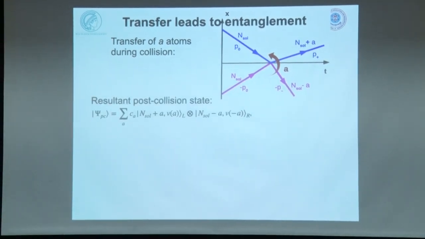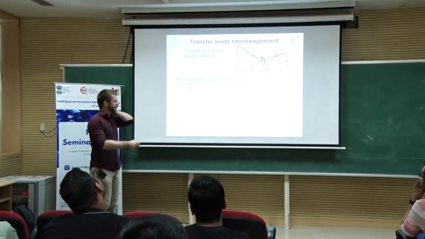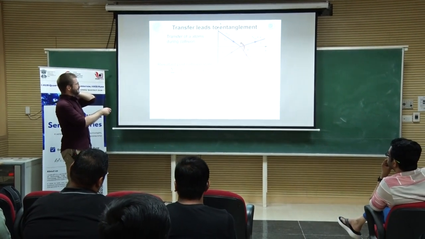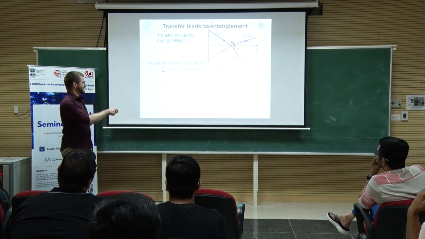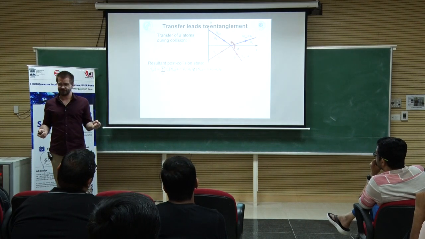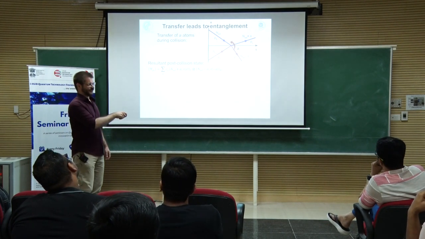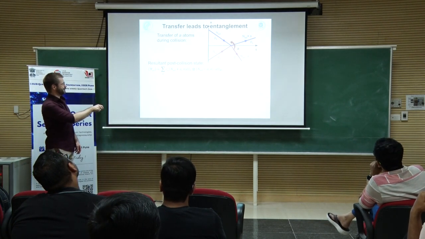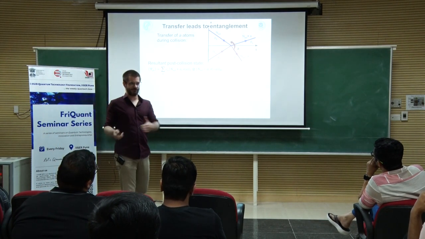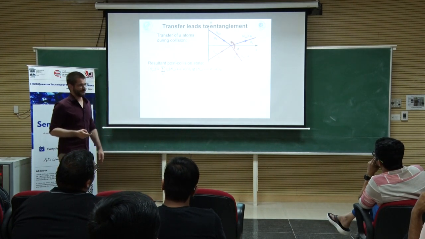However, if I think about this in terms of a quantum many-body state, I go slightly crazy. I would claim that the post-collision many-body state must be something like this. This means the quantum state of the left soliton containing n plus a atoms and having a velocity matching that according to energy and momentum conservation. And this means the right soliton having a atoms fewer and the corresponding velocity. These velocities are whatever you infer from this diagram. All of this is in a quantum coherent superposition, depending on how many atoms have actually transferred. We have a quantum model for this transfer, so we can get a superposition of all sorts of different numbers of atoms during this collision.